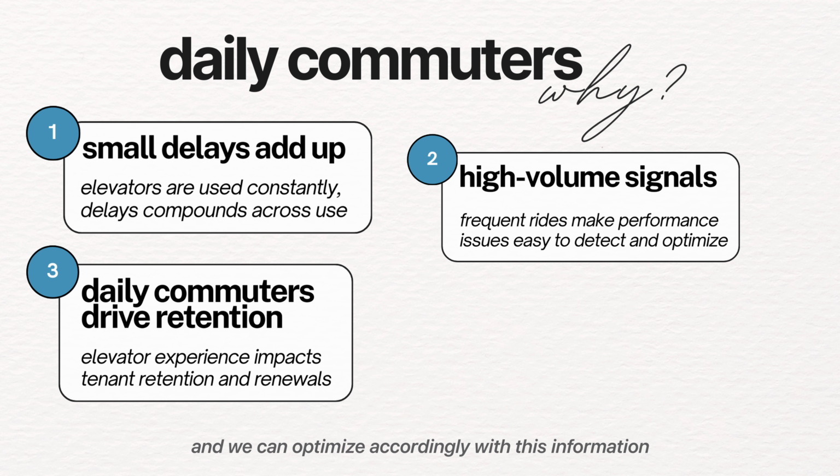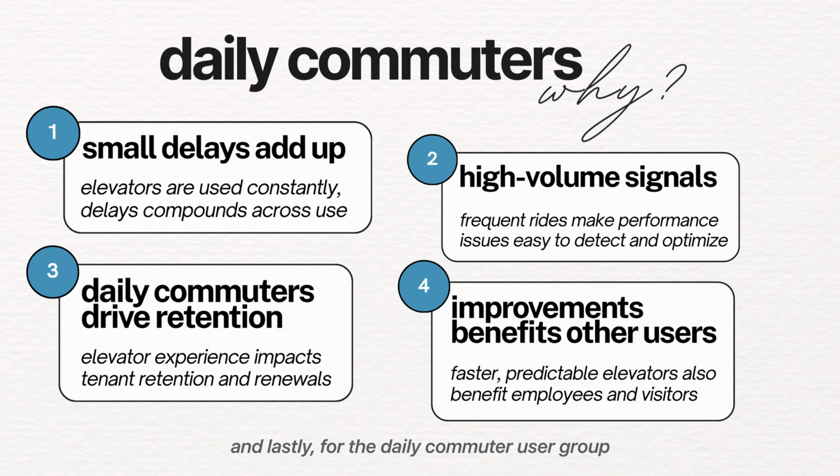this information. And lastly, for the daily commuter user group, there's often overlap with other groups like visitors or clients. Think about a mixed-use building. Employees work there every day, but those same elevators are also used by guests coming in for meetings or lunch. So if we make the system faster and more predictable for commuters, we're also helping other user groups too.